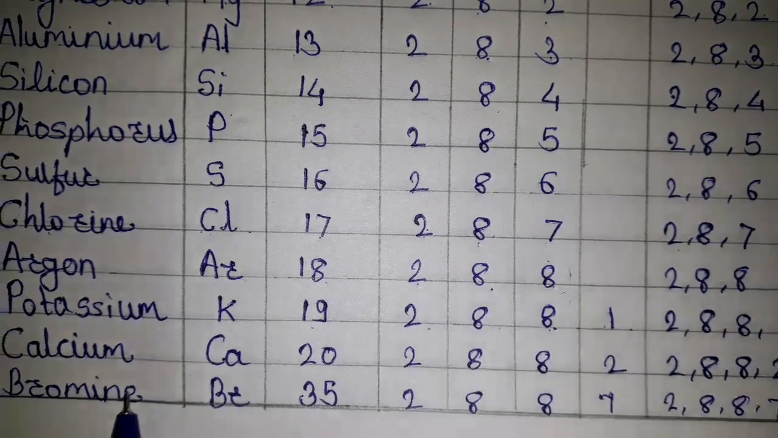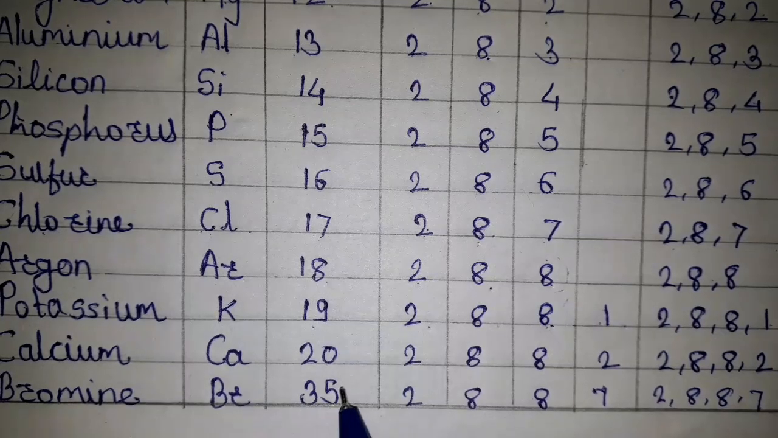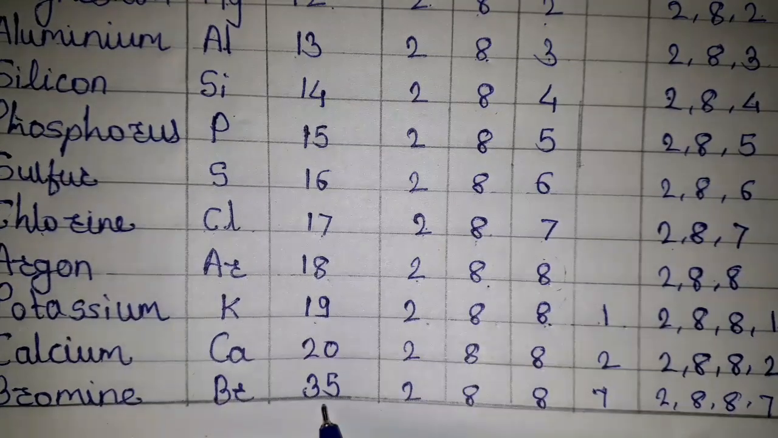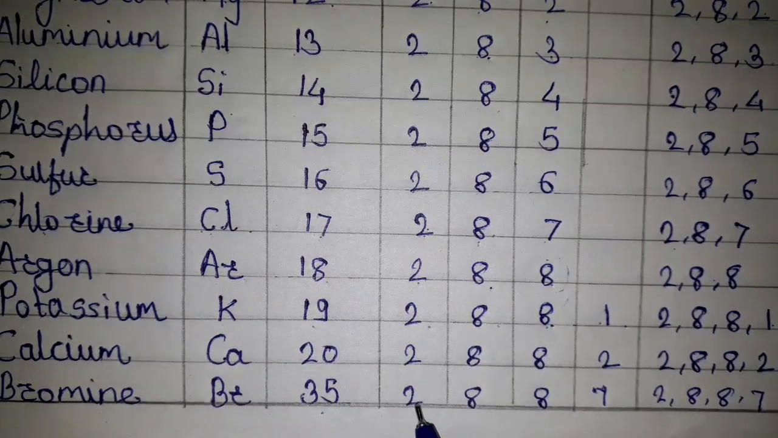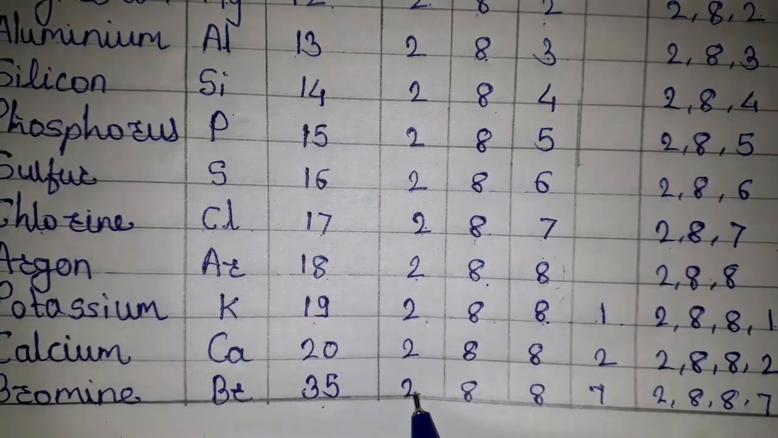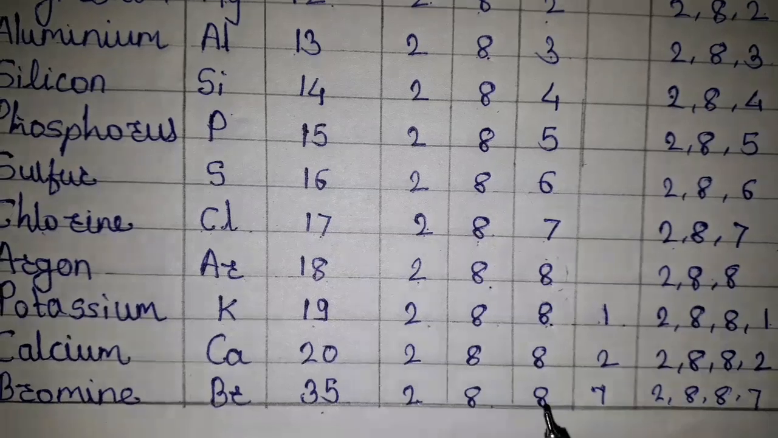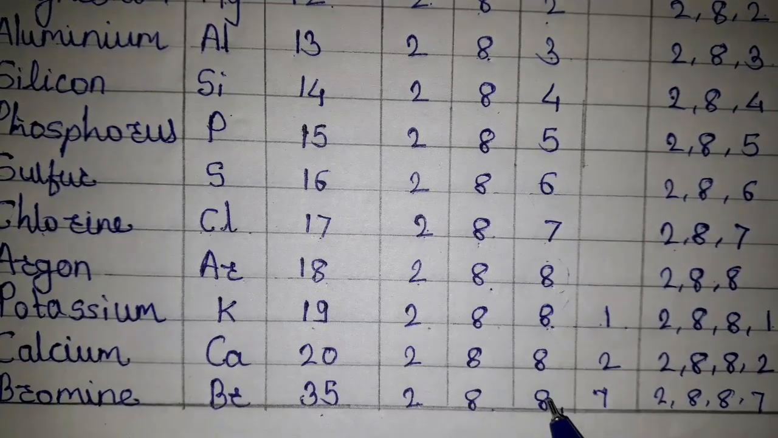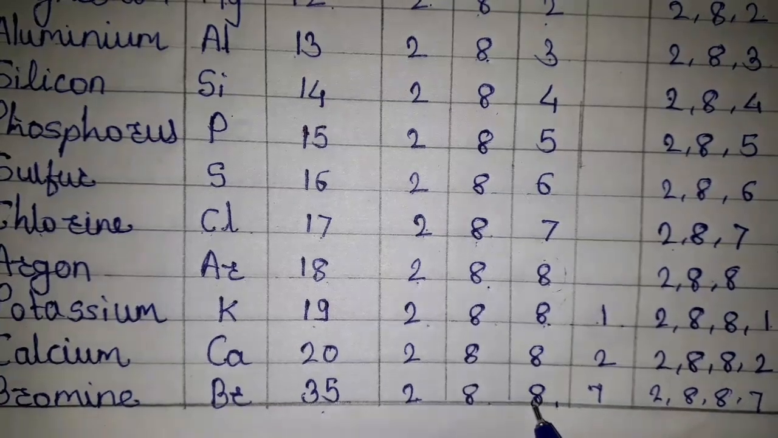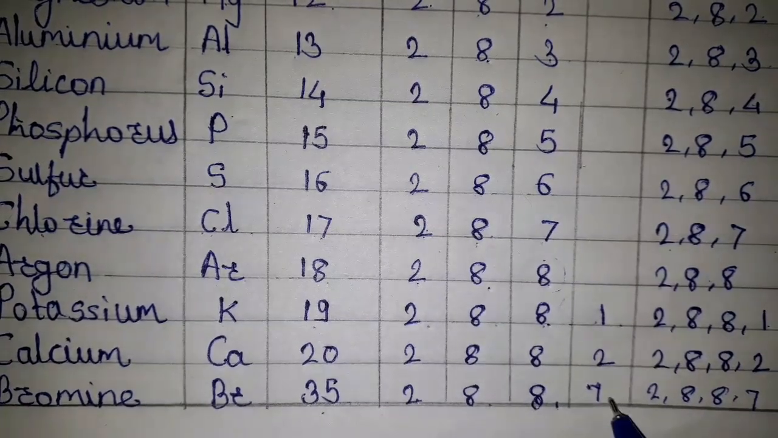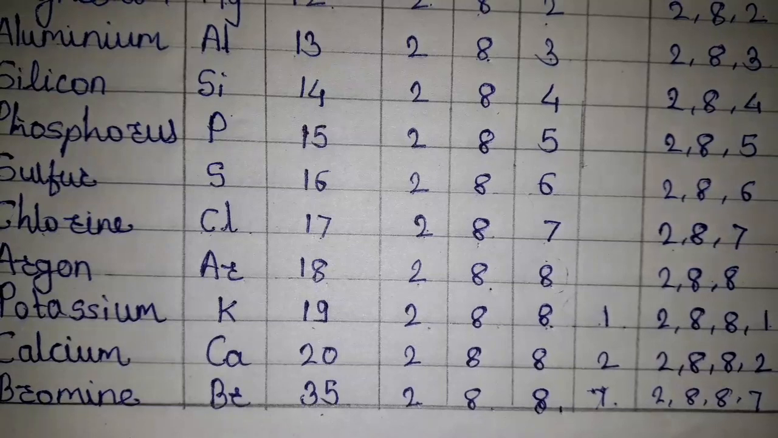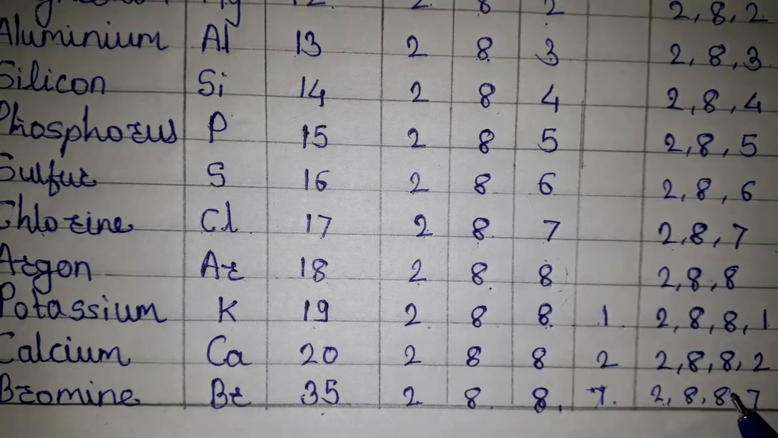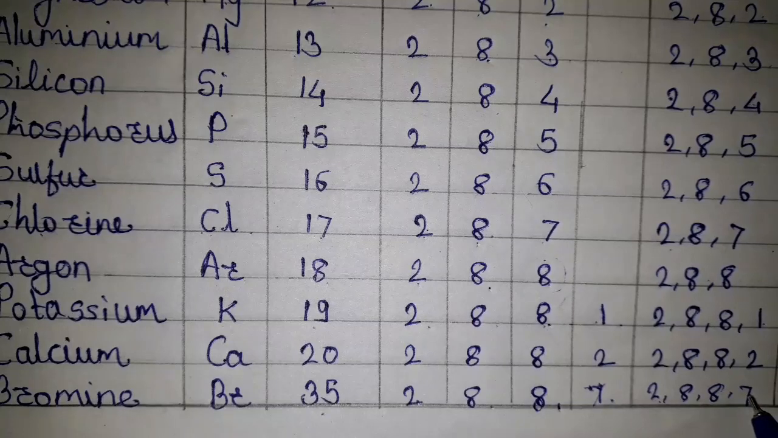Next, bromine, Br, atomic number 35. So see its electronic configuration. First, K shell 2 electrons, L 8 and M. In the M shell there are 8 electrons, and in the N shell 7 electrons. So the electronic configuration of bromine is 2, 8, 8 and 7.